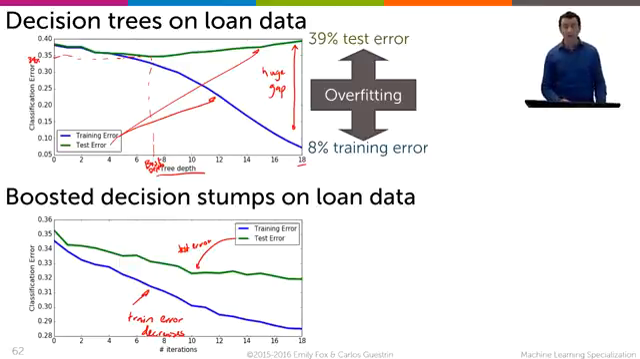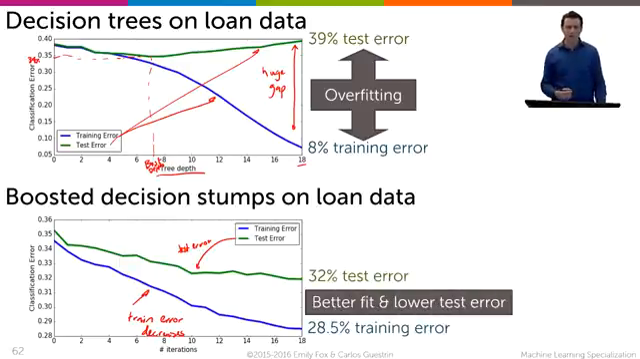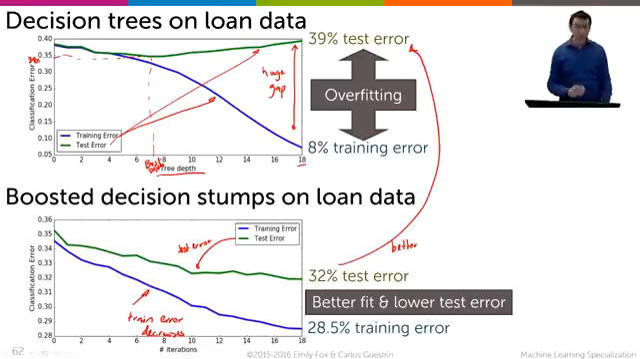And after 18 rounds of boosting, so 18 decision stumps, we have 32% test error, which is better than a decision tree gets, in fact, better than the best decision tree. And the overfitting is much lower. So this gap here is much smaller. The gap between the training error and the test error is related to that overfitting quantity that we have.